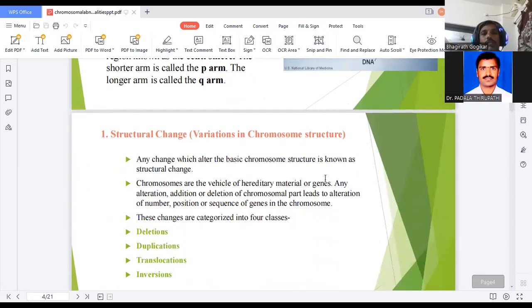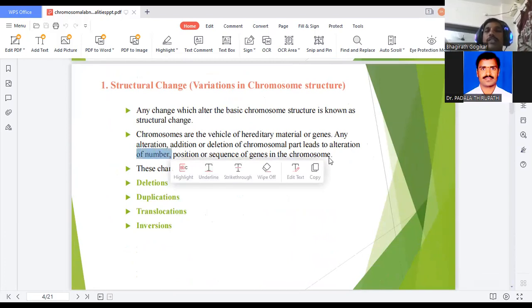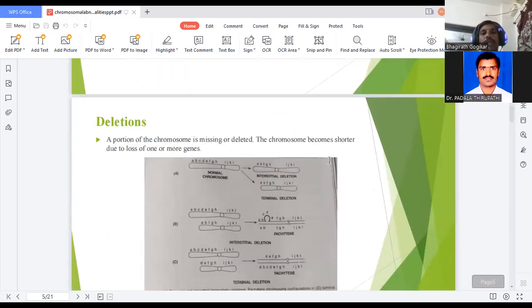So we can go to the first structural changes. Any change which alters the basic chromosome structure is known as a structural change. Chromosomes are the vehicles of heredity, the hereditary material or genes. Any alteration, any addition or any deletion of a chromosomal part leads to alteration of the number, position and sequence of the genes in the chromosome. So first we can go for deletion.